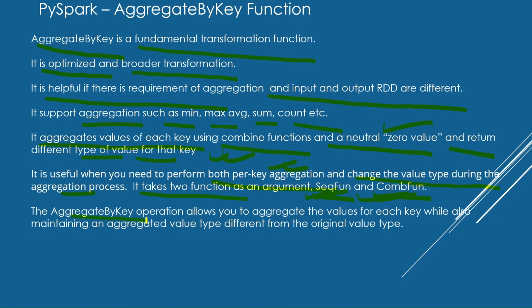The aggregate by key operation allows you to aggregate the value for each key while keeping the aggregated value type different from the original type. As we discussed, the aggregate by key operation allows any kind of aggregation at the per key level, and the input and output could be different.